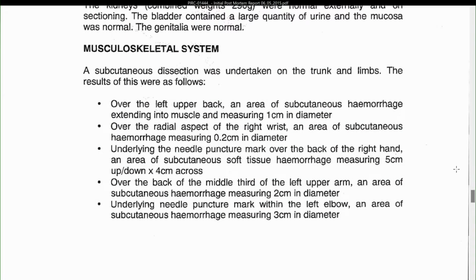here you talk about a subcutaneous dissection undertaken on the trunk and limbs, and you give your detailed results in relation to this. I'd like to ask you about the first one of these, please. You mentioned the back earlier. We were talking about weight on the back and that type of thing. Over the left upper back, an area of subcutaneous hemorrhage extending into muscle and measuring 1 centimetre in diameter. Could you help the chair understand that entry in your report?